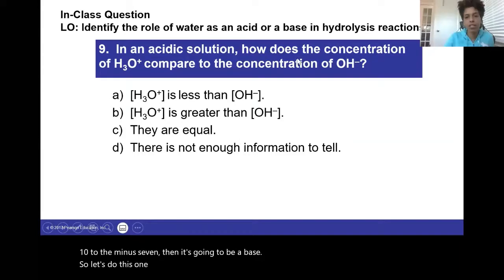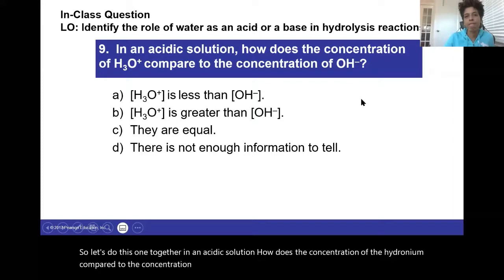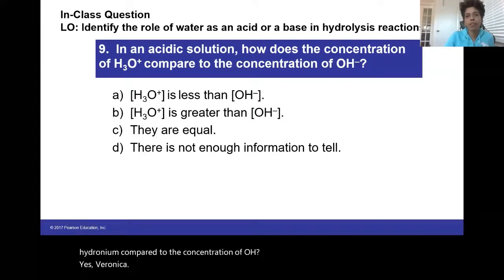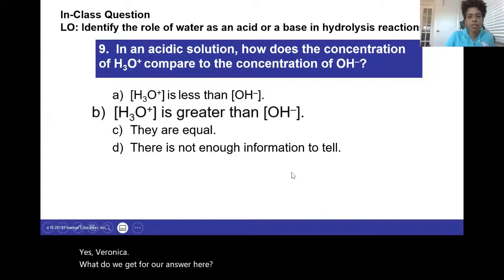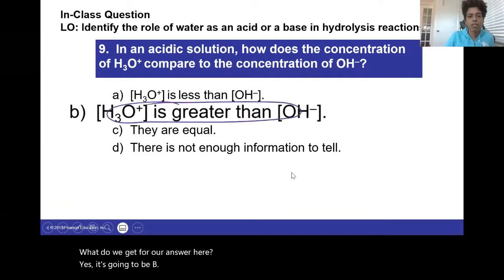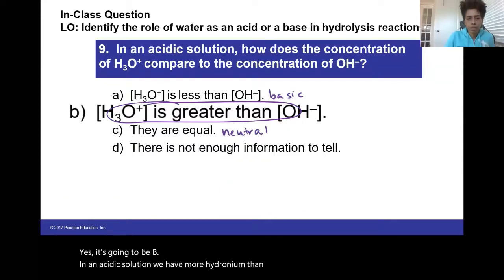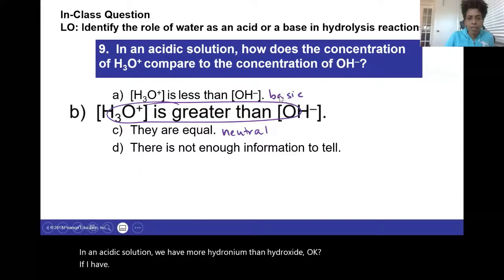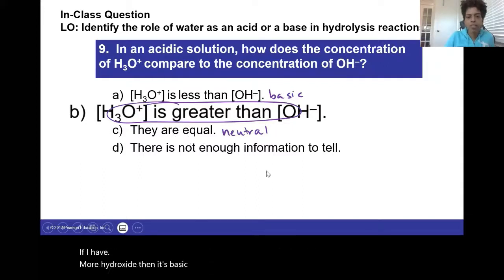So let's do this one together. In an acidic solution, how does the concentration of the hydronium compare to the concentration of OH? What do we get for our answer here? Yes, it's going to be B. In an acidic solution, we have more hydronium than hydroxide, okay? If I have more hydroxide, then it's basic. If they're equal, it's neutral.